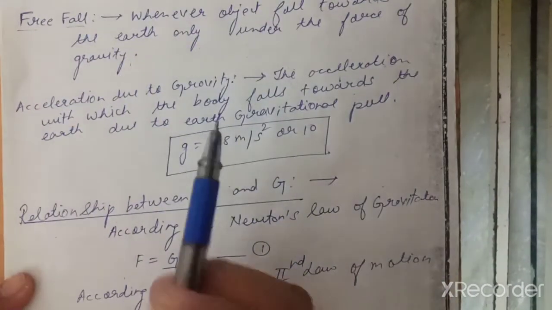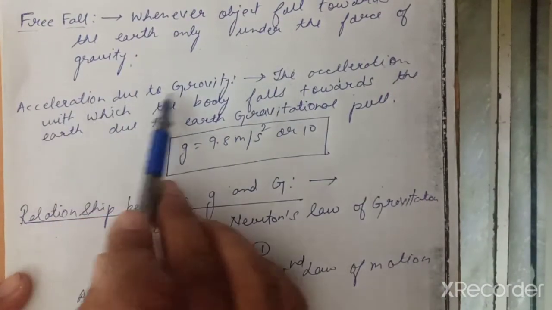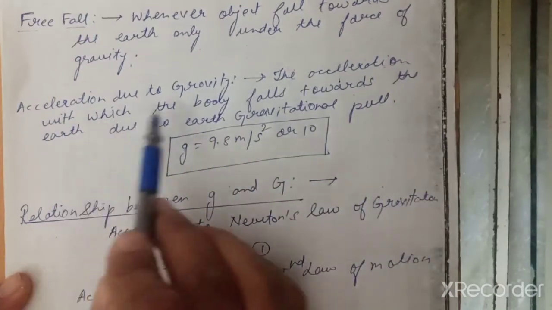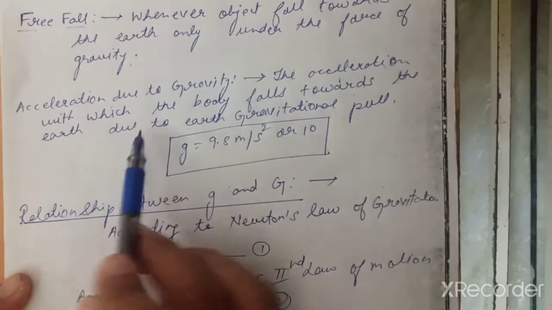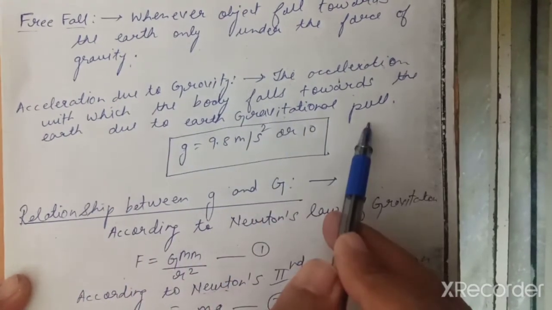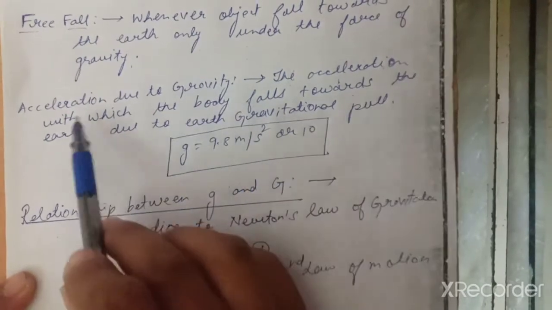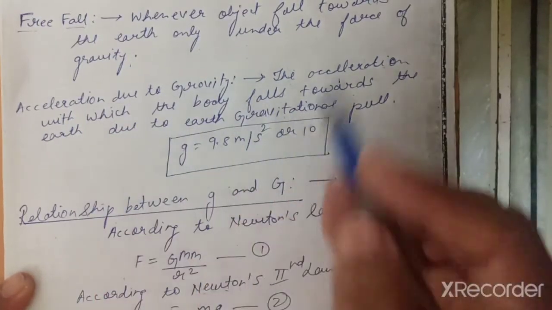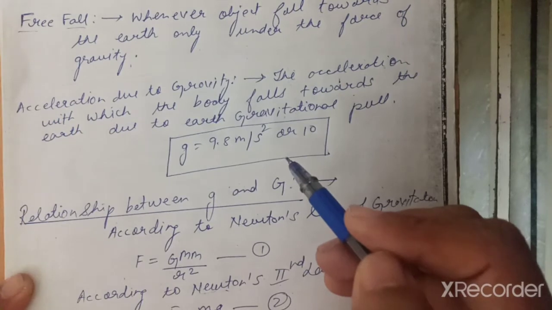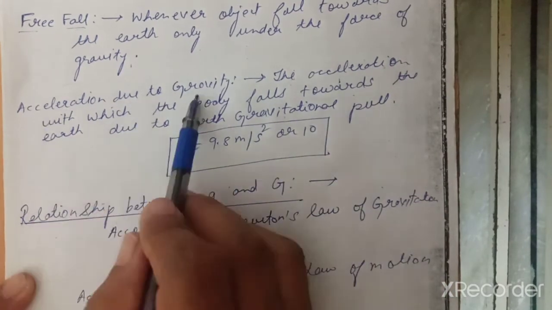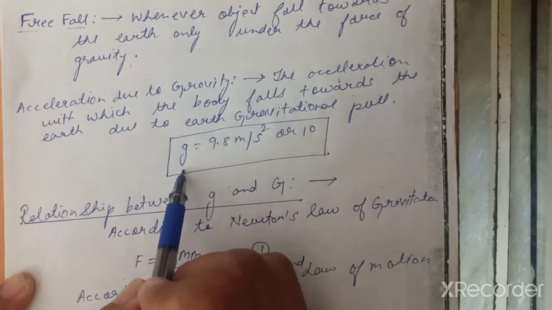Now the next term. What is the meaning of acceleration due to gravity? The acceleration with which the body falls towards the earth due to the earth's gravitational pull, or the force of gravity. Okay. Now what is the meaning of acceleration? It means when the object is falling freely under gravity, it does so with an acceleration, and that acceleration due to gravity is denoted by small g.